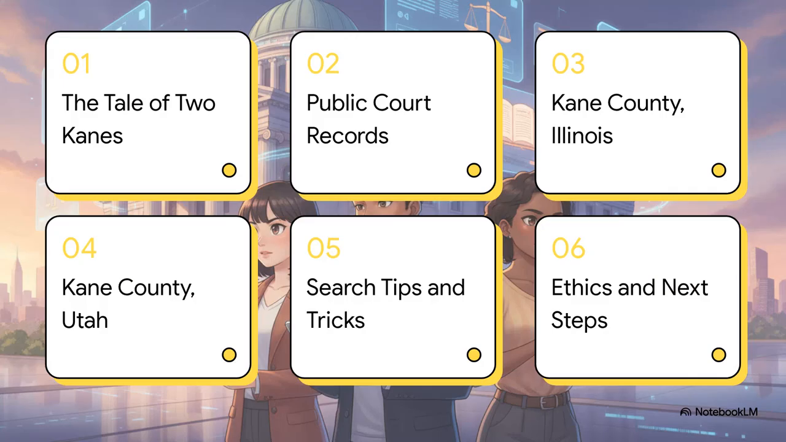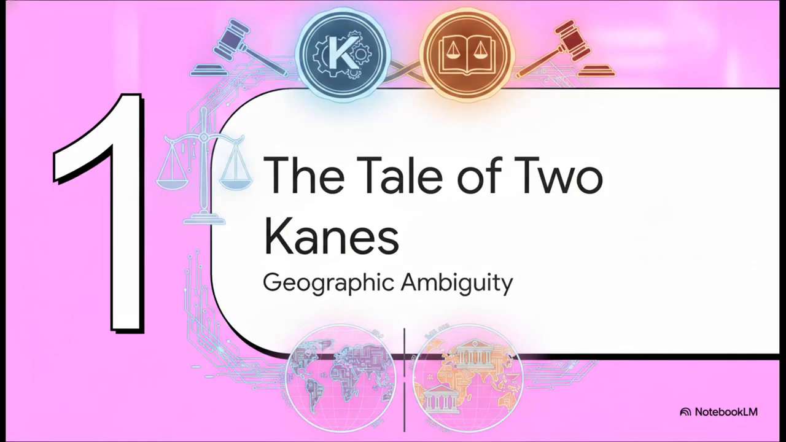Here is our roadmap for today's explainer. We'll quickly cover the tale of two Kanes, understanding public court records, searching Kane County, Illinois, navigating Kane County, Utah, insider search tips and tricks, and finally, privacy, ethics, and next steps. Let's jump in. Section 1, The Tale of Two Kanes, Resolving the Geographic Ambiguity.